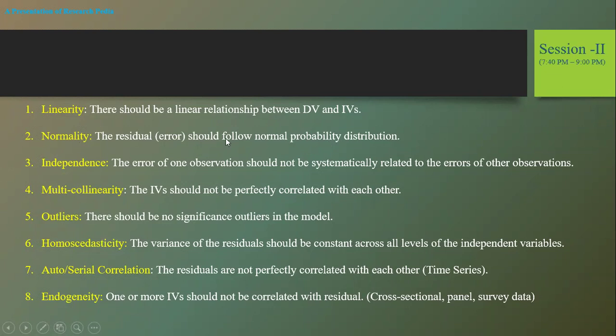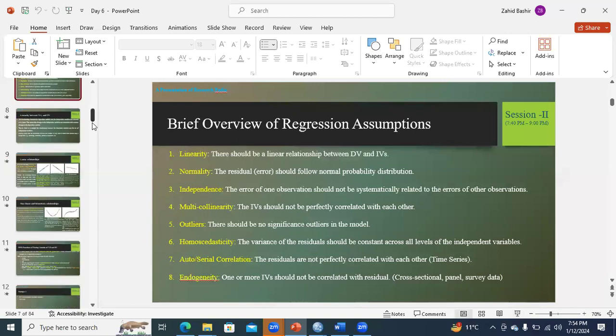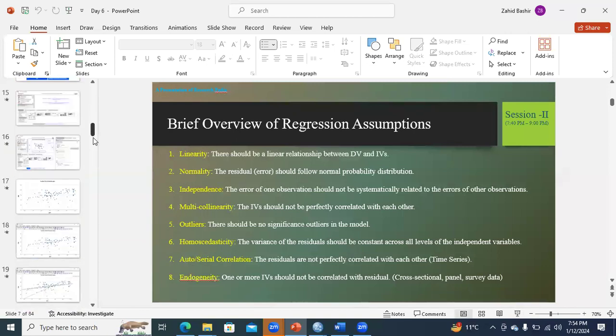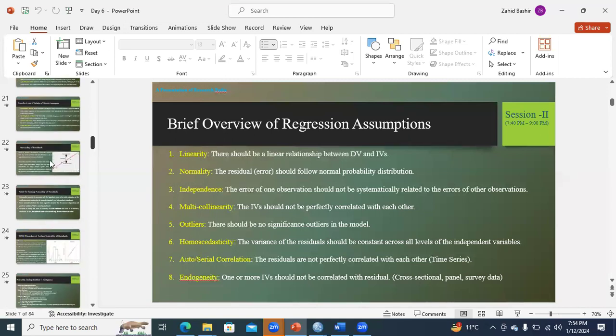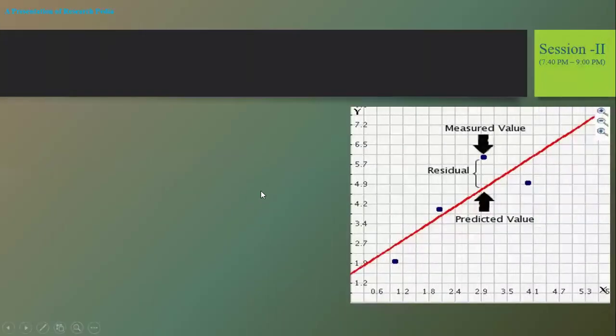Our second assumption is the residual or error should follow a normal probability distribution. It means whenever you are going to test your data with respect to normality, you basically need to check the normality of your residuals or errors. So, what are the errors or what are the residuals? First, you need to consider it. Some of you may not be aware of the concept of residual, so at first I would like to let you know what the concept of residual is.